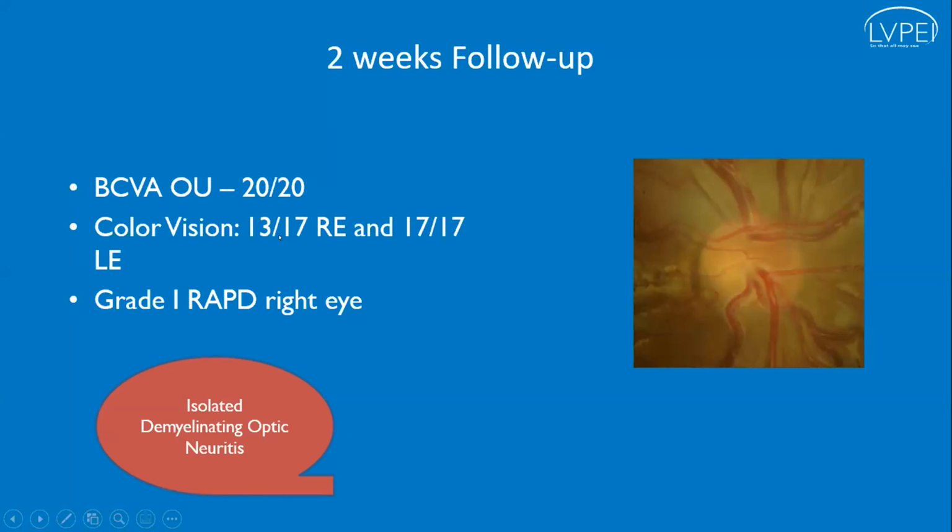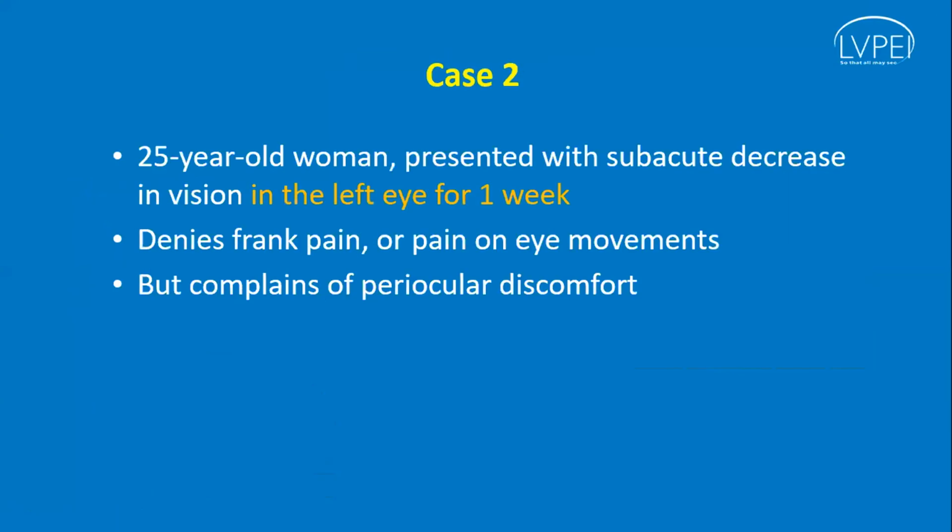Color vision was slightly subnormal and the grade 1 RAPD was still present in the right eye. This is the fundus picture showing almost normal appearance at this point of time. And this is a classical presentation of isolated demyelinating optic neuritis.